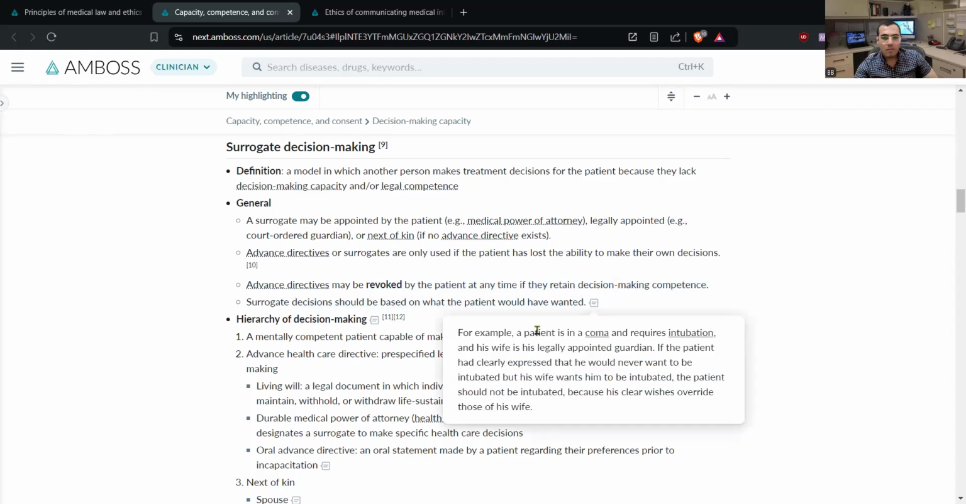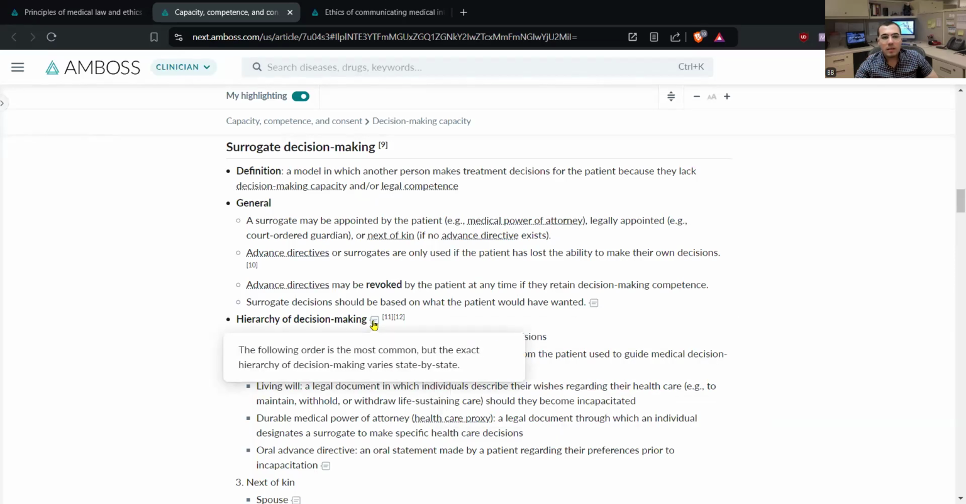For example, if a patient is in a coma and requires intubation, and his wife is his legally appointed guardian, and the patient had clearly expressed that he would never want to be intubated, but his wife wants him to be intubated, the patient should not be intubated because his clear wishes override those of his wife. Even when we ask the family for surrogate decision making, the answer should be what the patient would have wanted if he weren't in a coma or incapacitated.